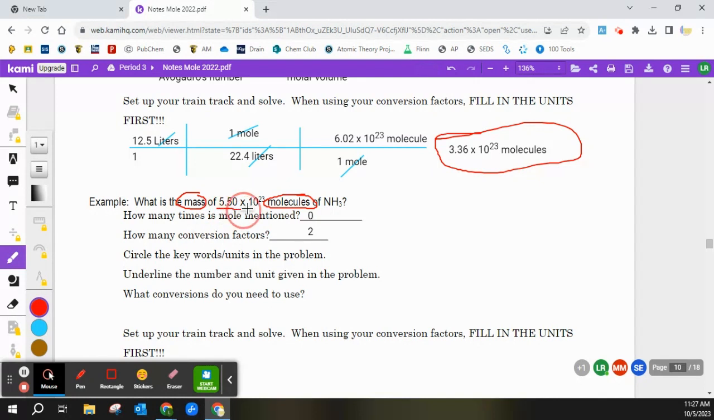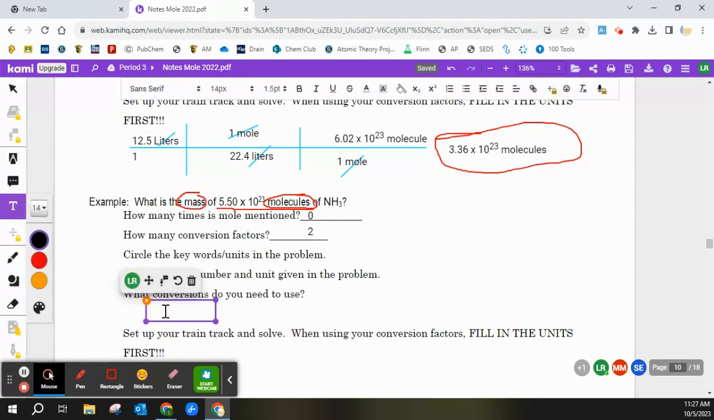And then I'm going to underline the number and unit given in the problem because that's our starting point. If I see mass, I need to use molar mass. Molar mass of what? Of the NH3.